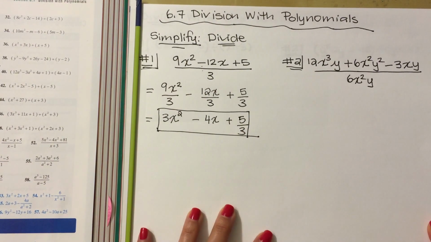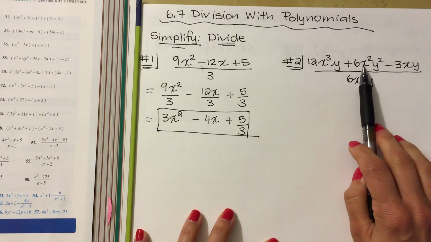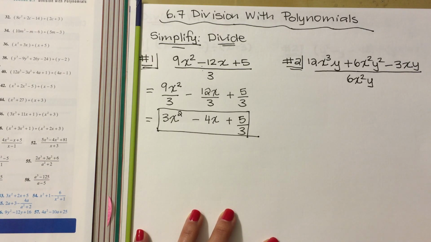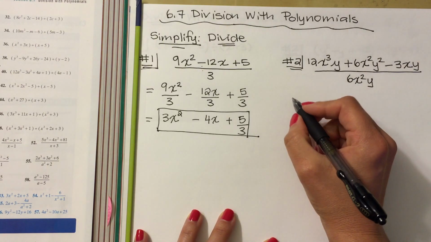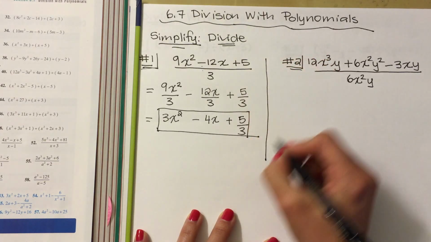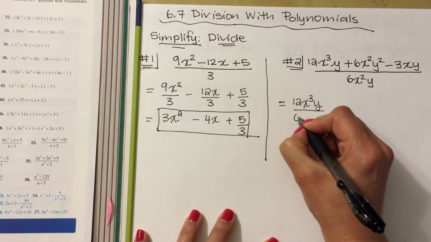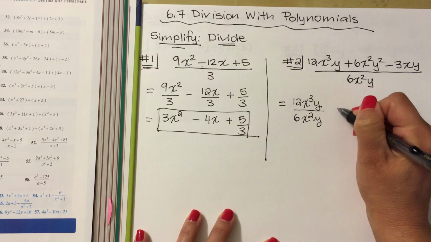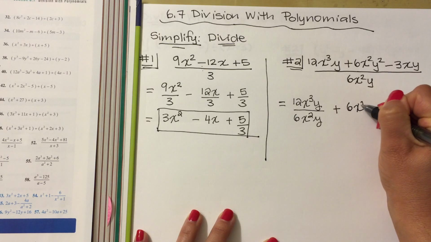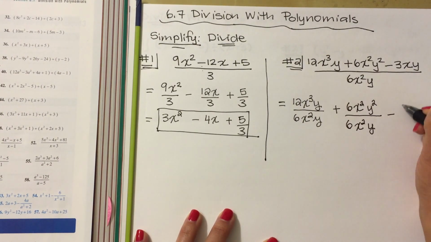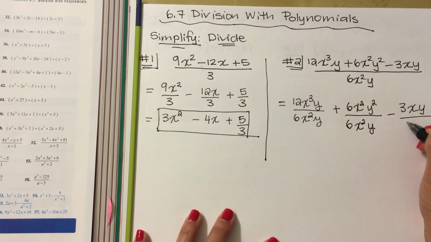Next, we have example 2. I have a trinomial again, 1, 2, 3 terms divided by one term. So we break this up into three fractions and we reduce. This problem has variables with exponents, so we have to be a little careful with that, but it works the same way. So we have 12x cubed y divided by 6x squared y, plus 6x squared y squared divided by 6x squared y, minus 3xy divided by 6x squared y.